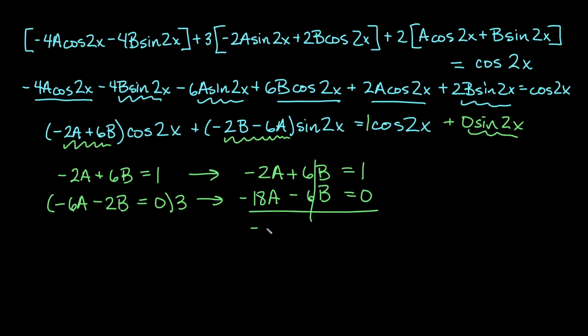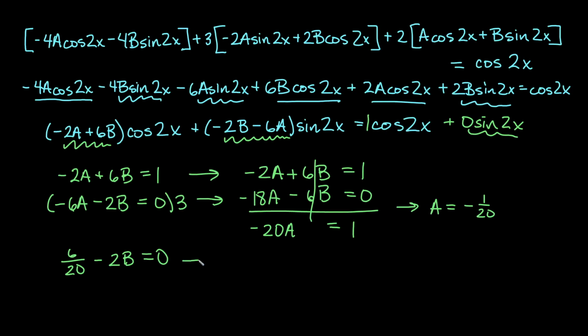And when I add these together, we get no more b's, so we get negative 20a is equal to 1, and then dividing by negative 20, that's going to give us that a is equal to negative 1 over 20. And so I have a, I need to go find b. Maybe I'll plug this negative 1/20th into the bottom here. So negative 1/20th times negative 6 would be a positive 6 over 20, minus 2b is equal to 0.